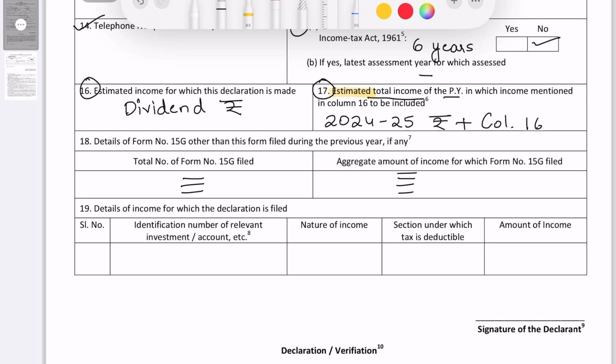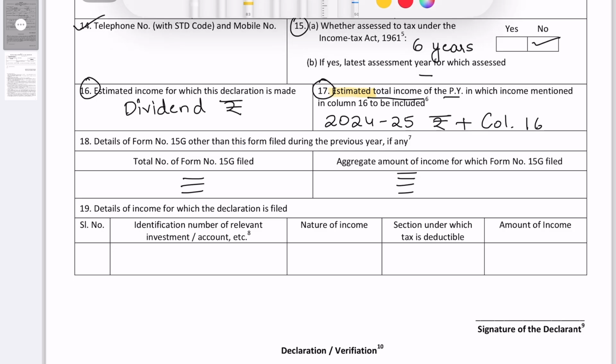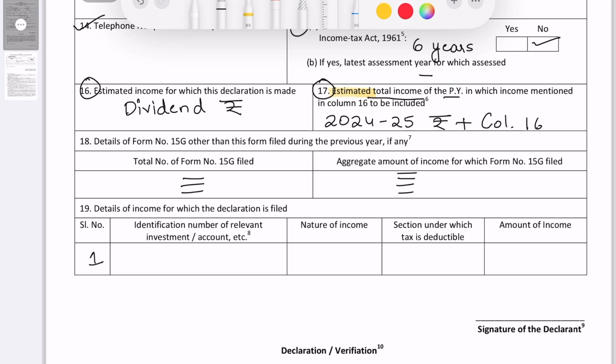Now we go to the 19th point. And those are the details of income for which this declaration is being made. So serial number is going to be 1. This will be DPID client ID. So basically it's the identification. Nature of income is going to be dividend.